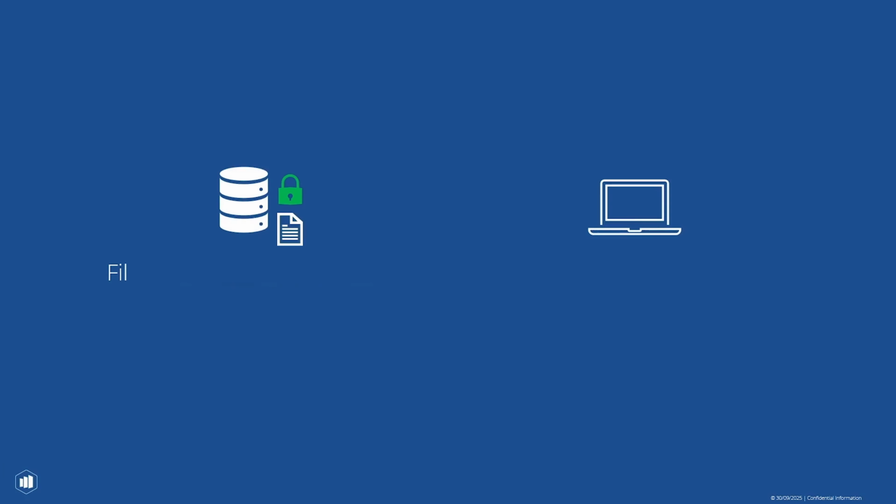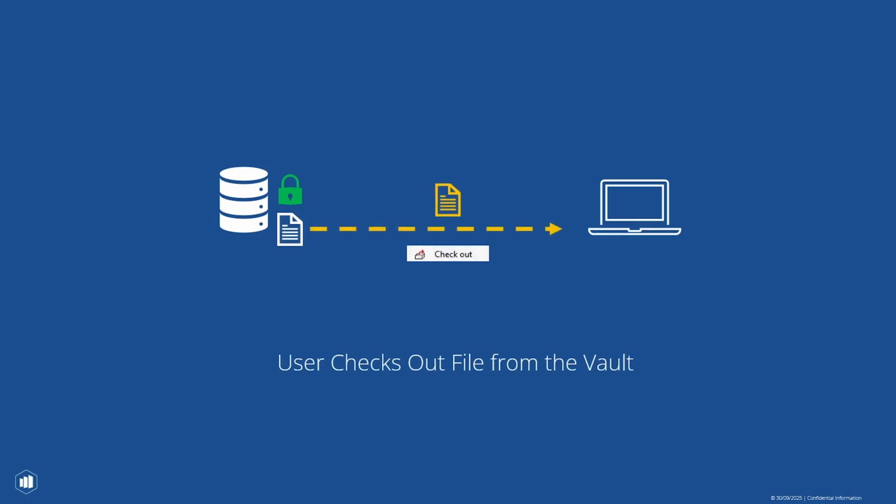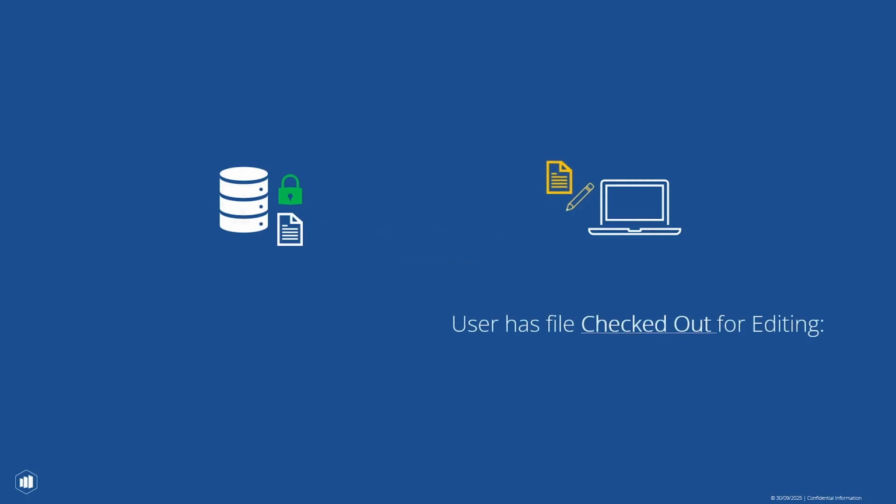Here we have a file that has been stored in the vault, and it is archived into the server where other users can access it. Let's say a user needs to make changes to one of those files, so they perform the checkout operation. What's happening in the background when the user does the checkout command is that a working copy is created and is transferred over to that user's machine.